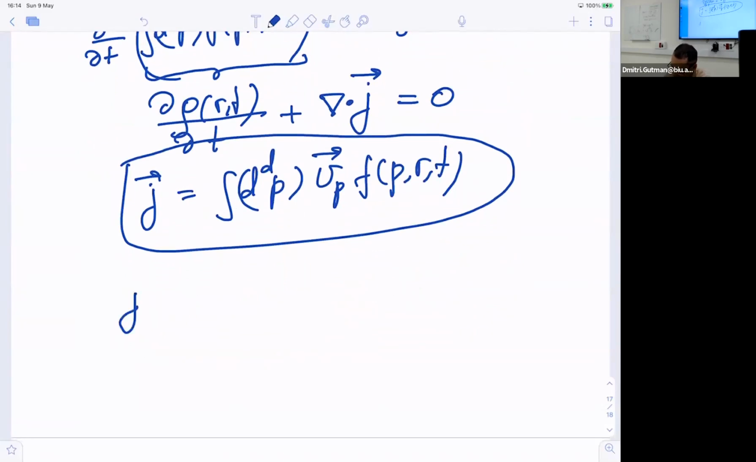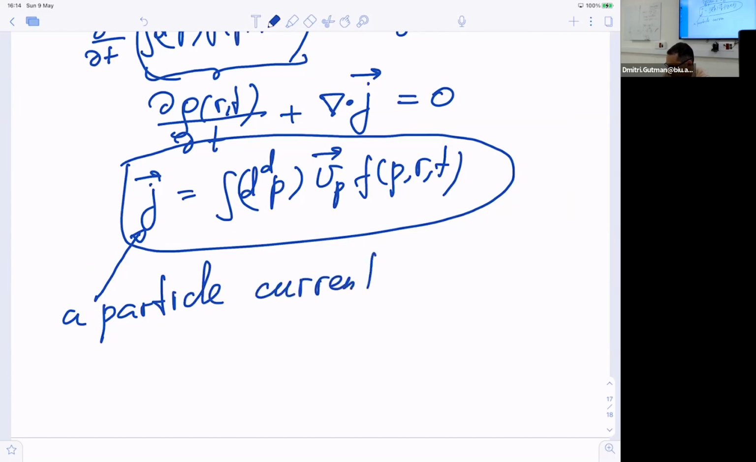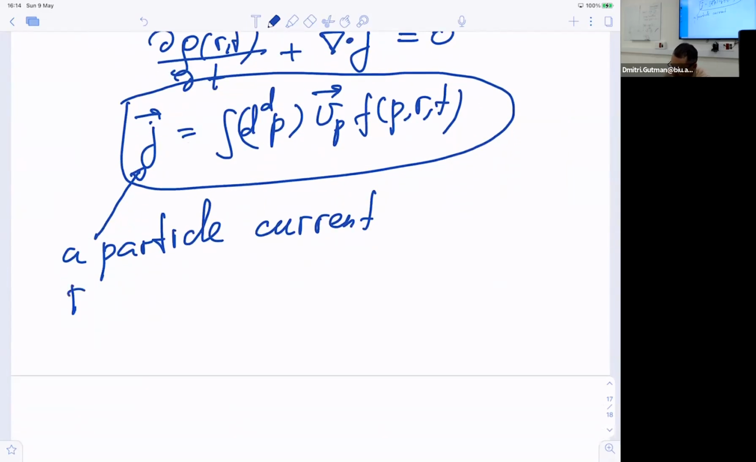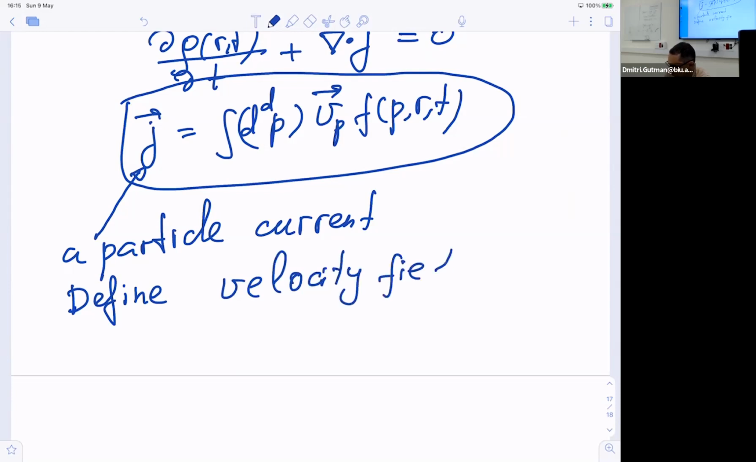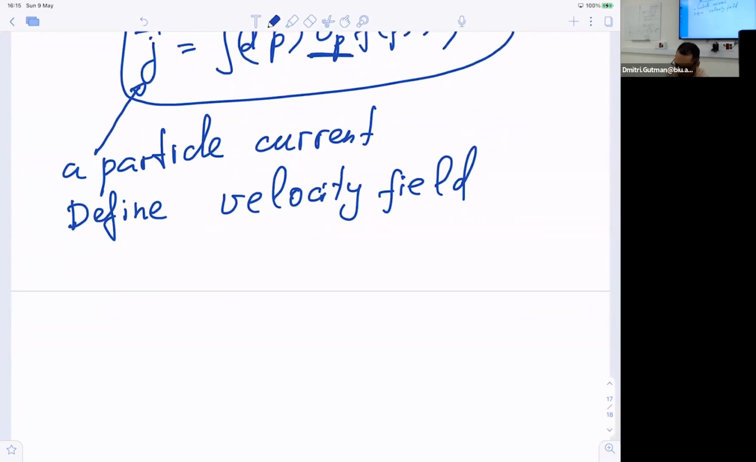Sometimes one can divide another object. So this was, to give a proper name, a particle current. We can define a velocity field, the velocity of the fluid, which was never defined before. This is not to be confused with the velocity of particles, v sub p. So I define it using the following relation.